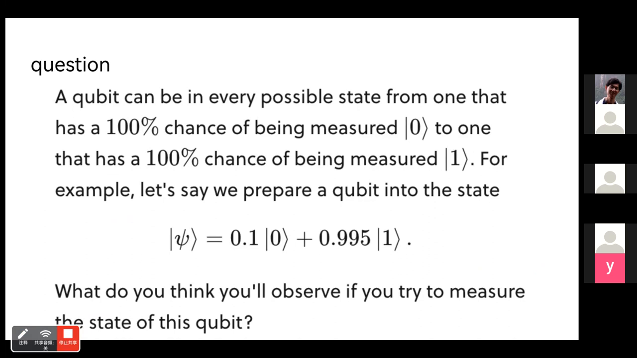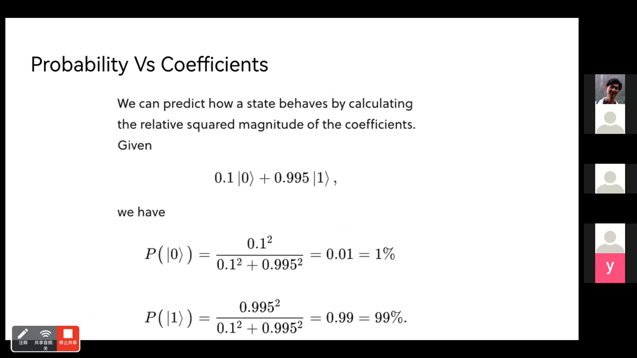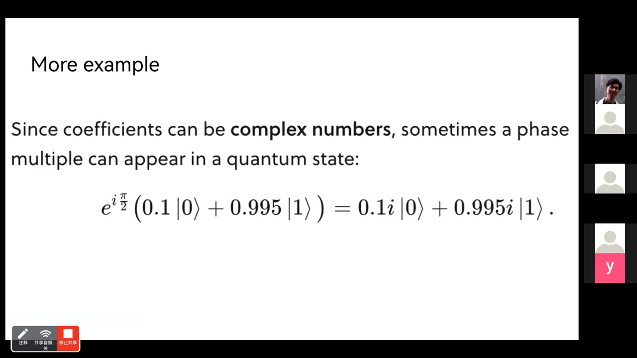Okay. So here, if you compute the probability, you will find that under this coefficient you have 99% to collapse to 1. So this is the relationship between the probability and the coefficients. And you can also see that the coefficients can be imaginary numbers. They are not needed to be just real numbers. They can be complex numbers. But it still fulfills the requirement that the sum of the squares of the two coefficients equals 1.